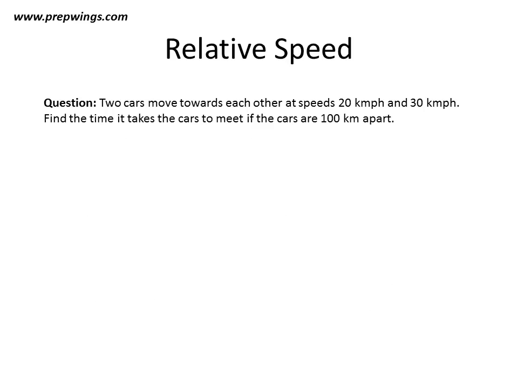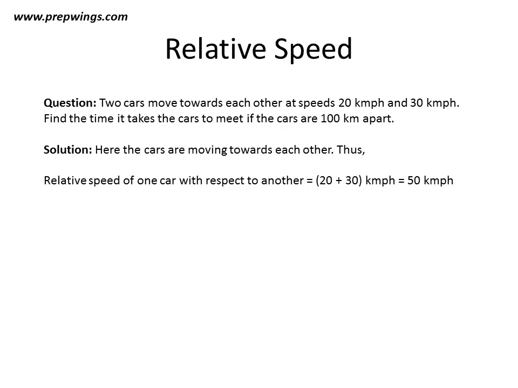Now we'll be doing a few questions. Over here, the question states: two cars move towards each other at speeds 20 km per hour and 30 km per hour. Find the time it takes the cars to meet if the cars are 100 km apart. So here the cars are moving towards each other. Thus the relative speed of one car with respect to another is 50 km per hour. And the distance is 100.